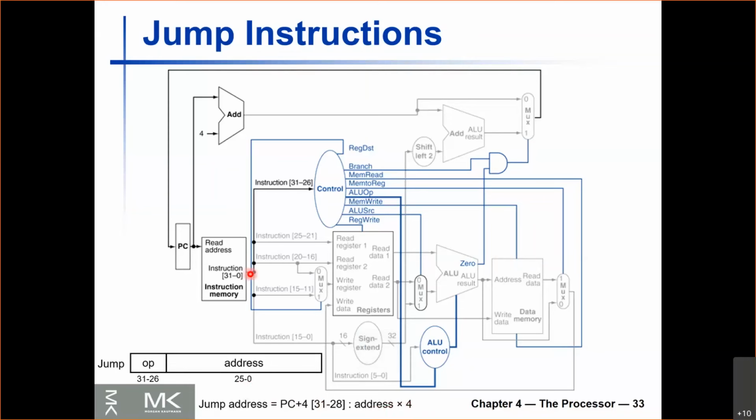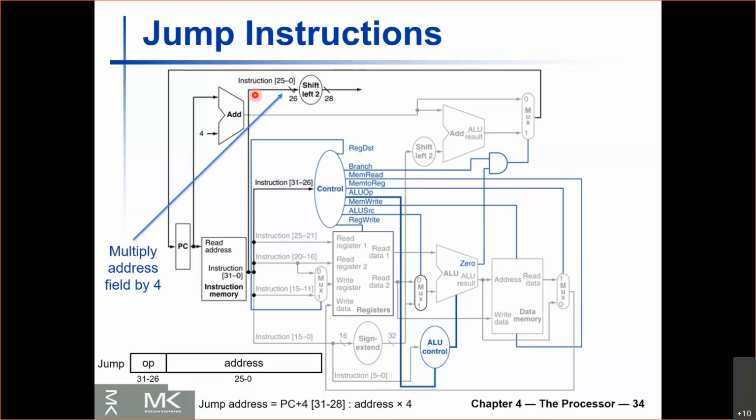So the instruction is coming out of the instruction memory. We're going to take 25 to 0 from the instruction, and we're going to multiply that by 4, or in other words, we're going to shift it left by 2. So now we multiply the address by 4. What do we want to do with this value? What do we do with the address after we multiply it by 4? We concatenate it with the most significant 4 bits of PC plus 4.